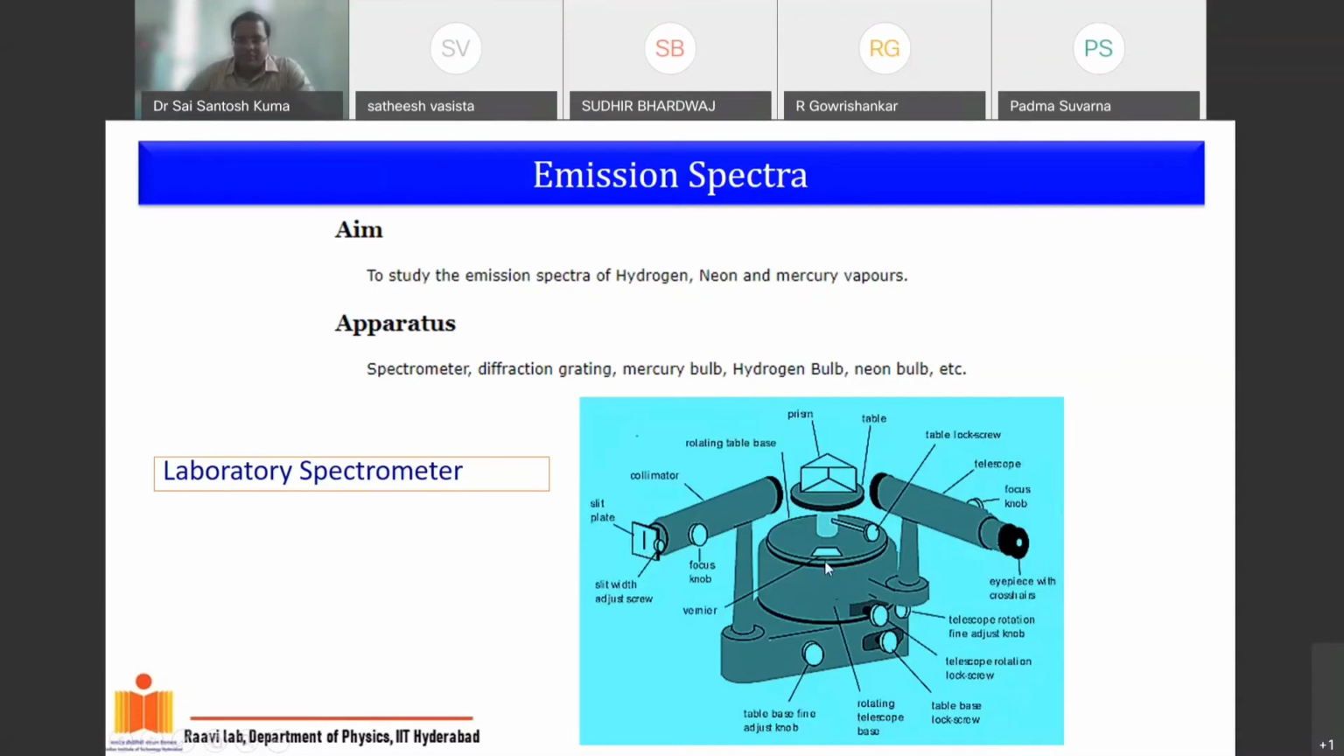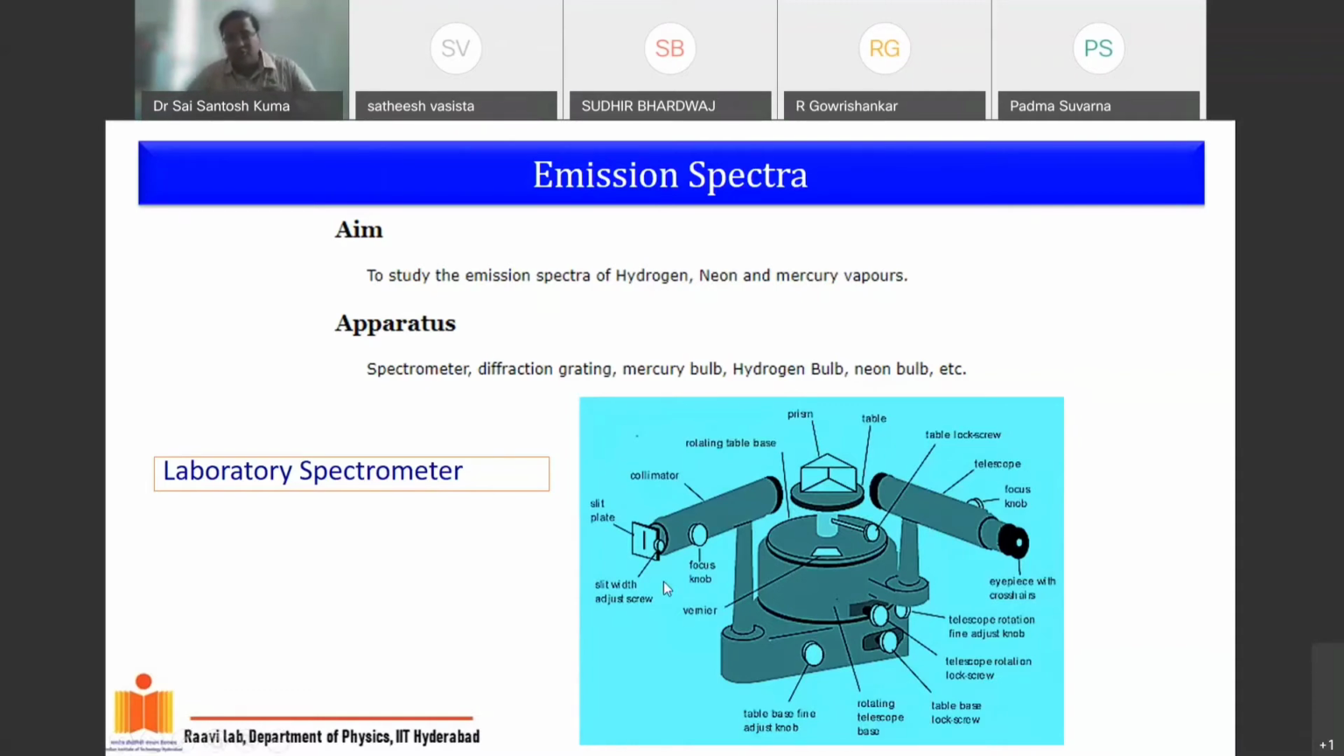Ideally, one of them is fixed, one is not fixed. Okay, you can have both fixed, or both moving, depending on the design. Then you have the central prism table, or you can also put a diffraction grating here. I will not spend too much time explaining this, because I assume all the science faculty know these things. So you have the collimator and focus knobs, the various knobs to make sure that the image of the slit is clear.